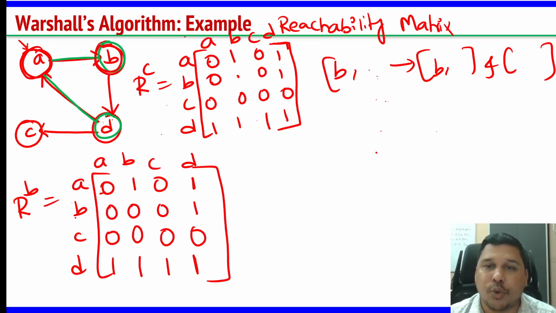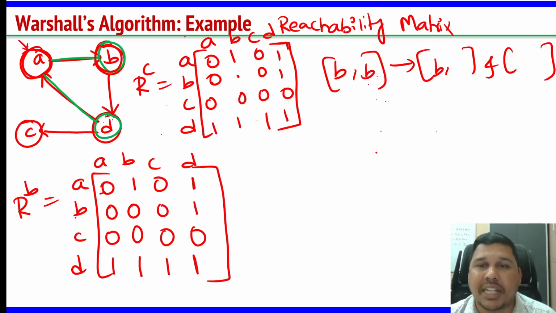Next one is B to B. Using C as an intermediate node, can we create a path from B to B? So it is B to C and C to B. In this matrix, B to C is 0. Obviously the other one also becomes 0. This is the final one.